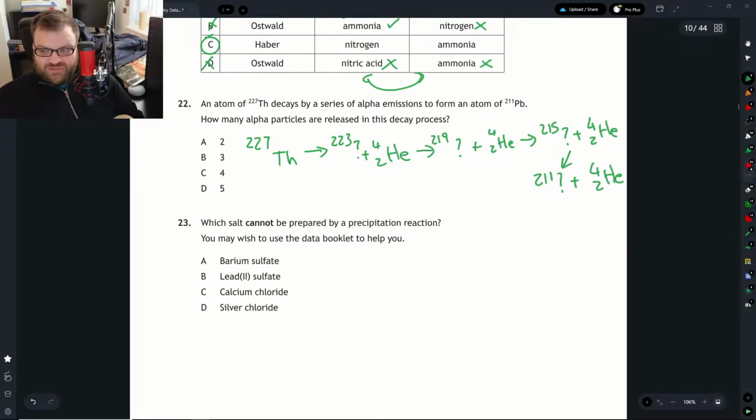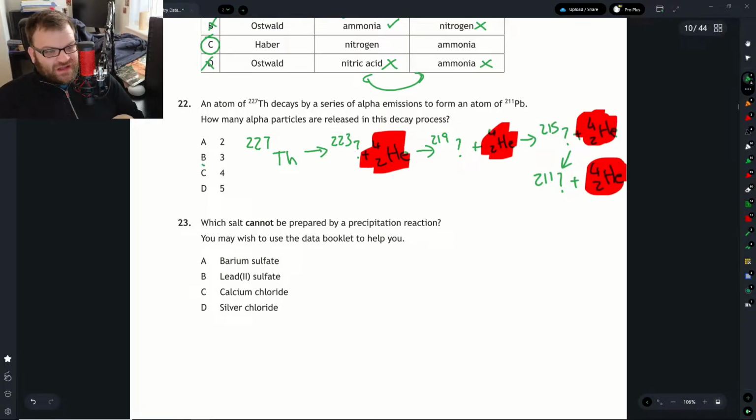We have in total lost 1, 2, 3, 4 alpha particles. That would give us the correct answer of 4. So C, number 22. I've just put question marks. I've not bothered to look up which elements they are because it makes no difference to this question. You would just use the atomic numbers in the periodic table and look them up, and then you'd find out what they are, but it doesn't matter for the purposes of this.